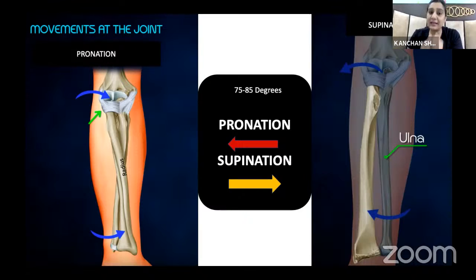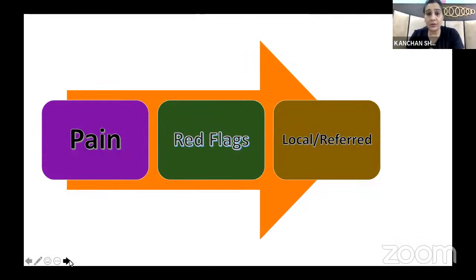So remember this, that's the reason this slide is very, very important: what exactly will be the movement of the radius when we are doing the pronation and what exactly will be the movement when we are doing supination. Fine. Okay, so this was all about the anatomy.